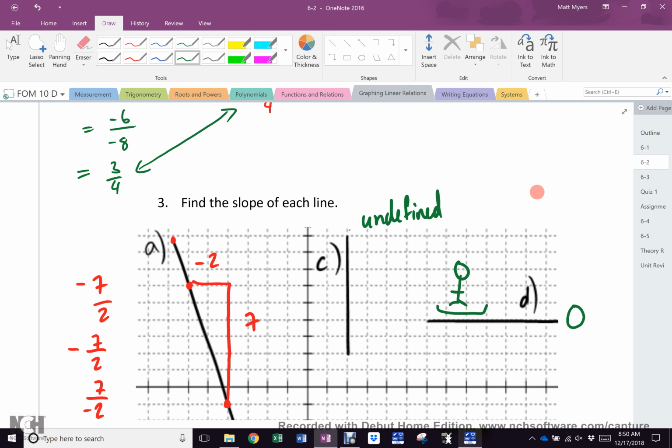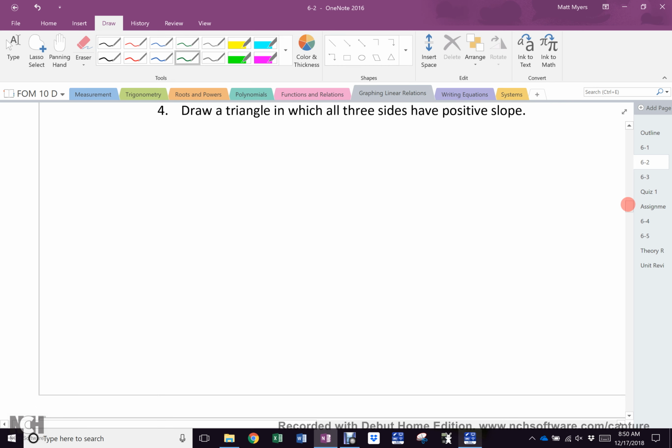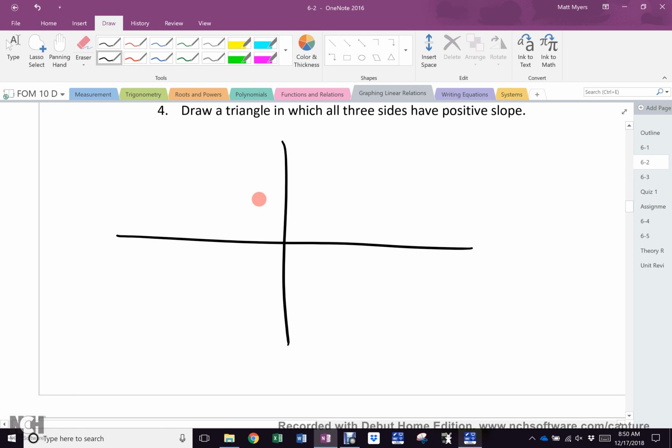Everybody good? All right. Try to sketch 4. If it helps, start with a coordinate grid. All 3 sides have to be positive.